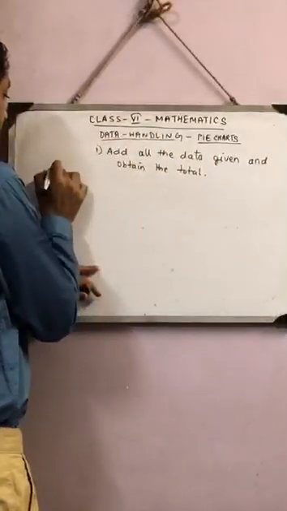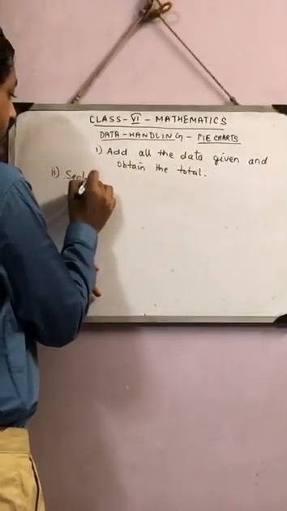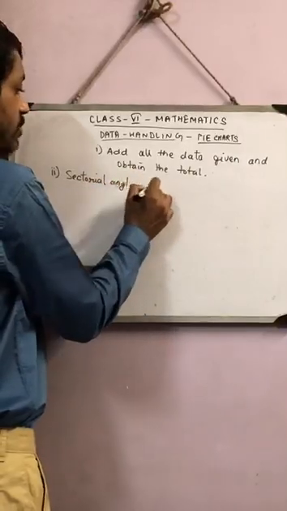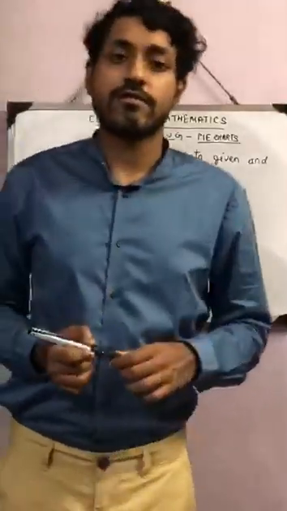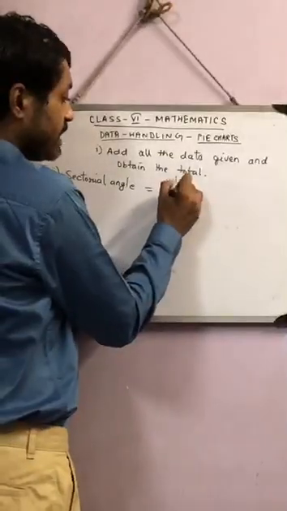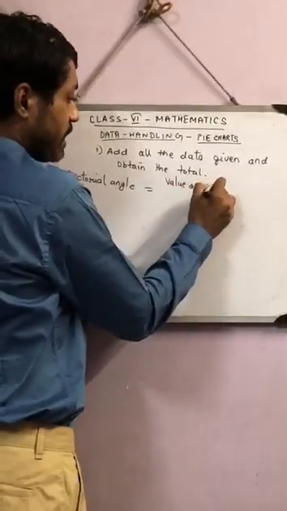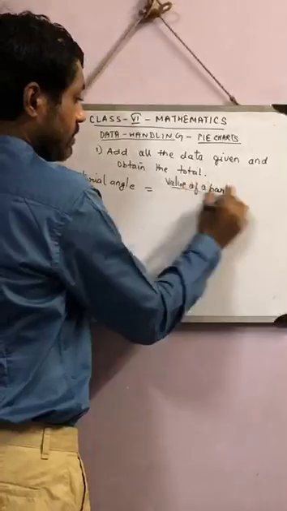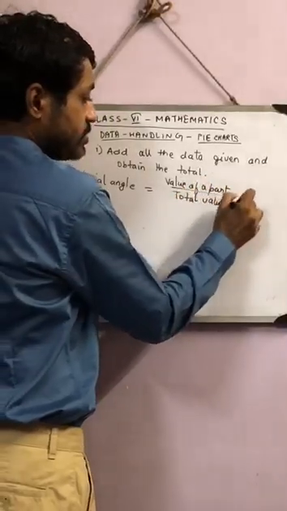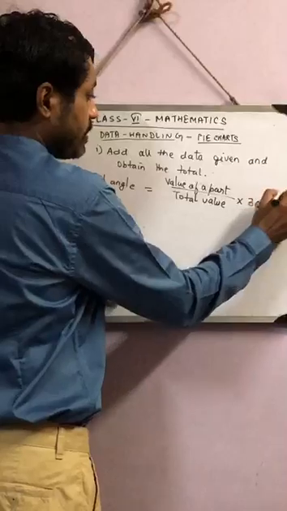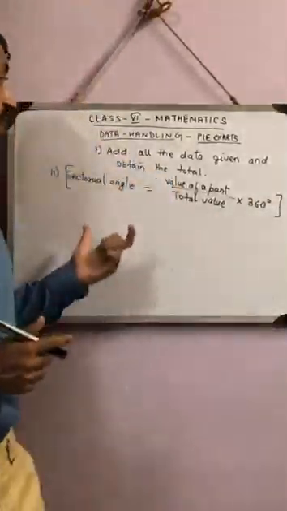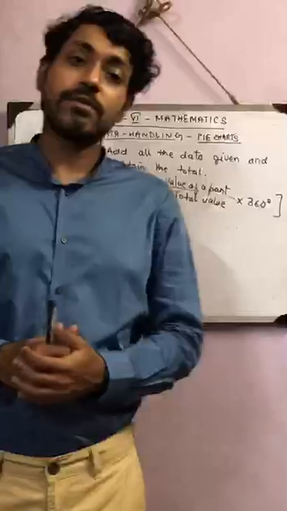Now, next thing that we require is something called a sectorial angle. You may have been coming across this term for the first time, sectorial angle. What is a sectorial angle? Value of a part by total value into 360 degree. This is the formula for sectorial angle. What is a sectorial angle and why are we multiplying with 360 degree?